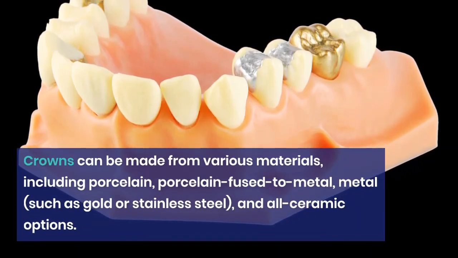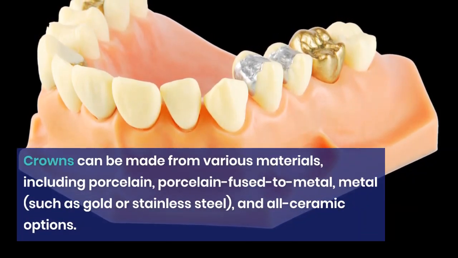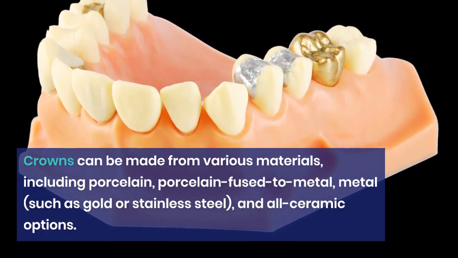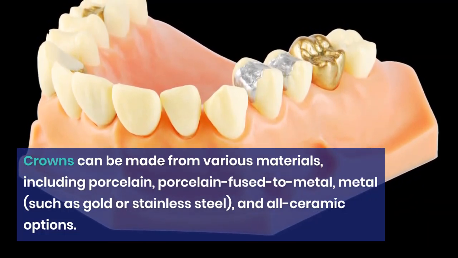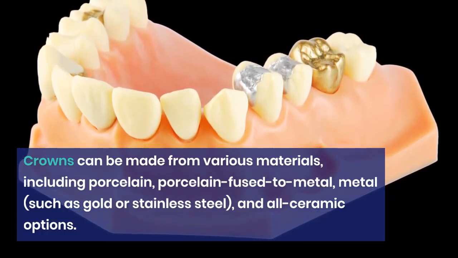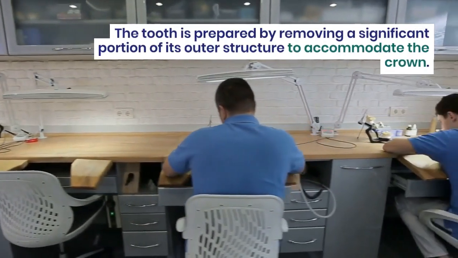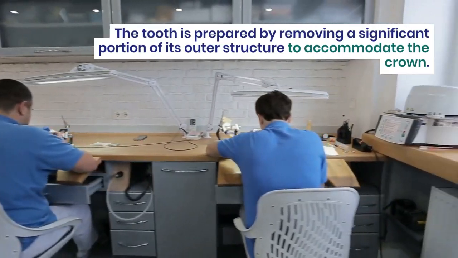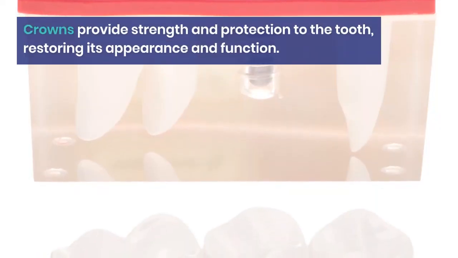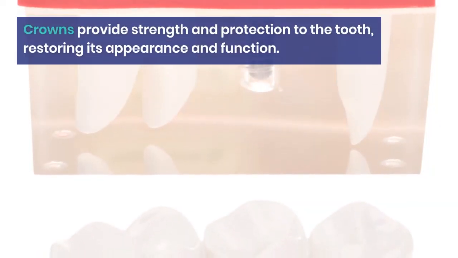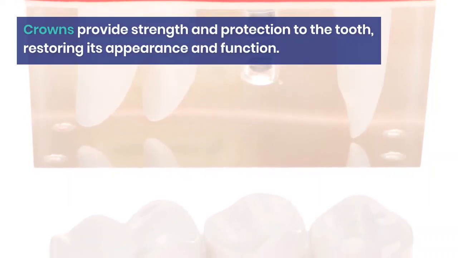Crowns can be made from various materials, including porcelain fused to metal, such as gold or stainless steel, and all ceramic options. The tooth is prepared by removing a significant portion of its outer structure to accommodate the crown. Crowns provide strength and protection to the tooth, restoring its appearance and function.